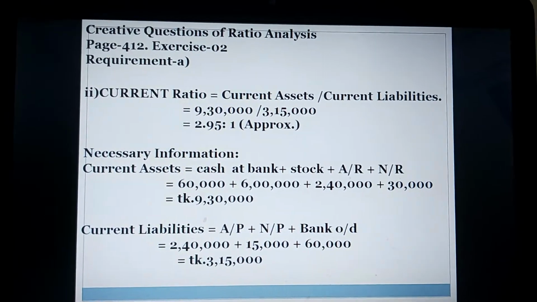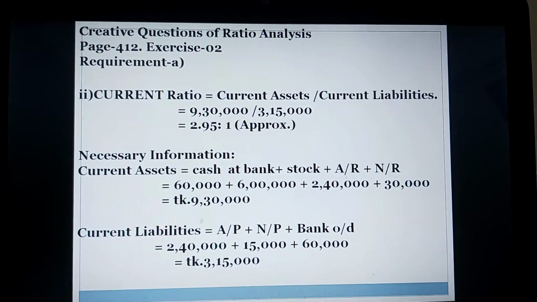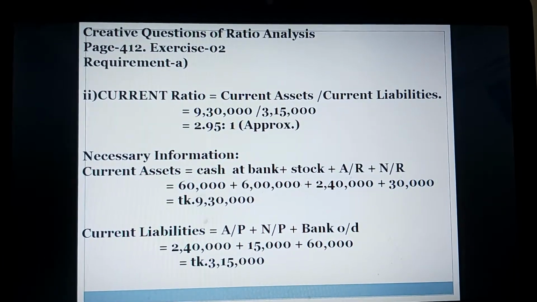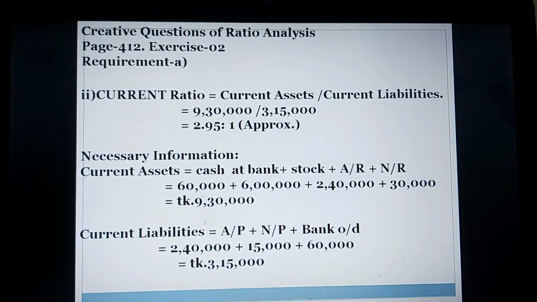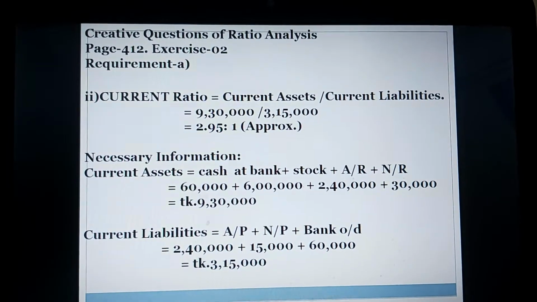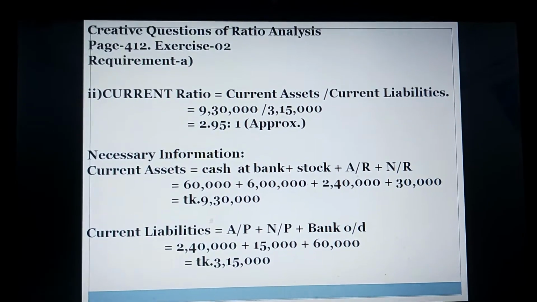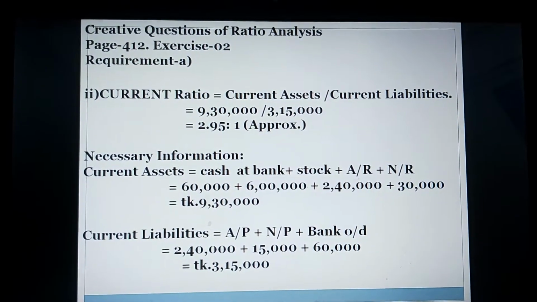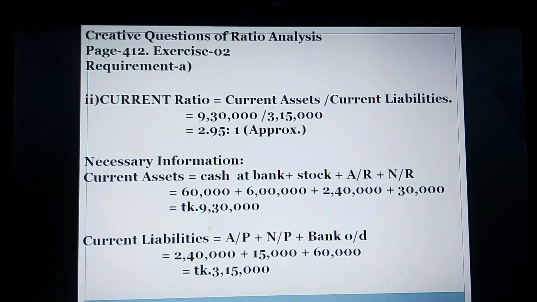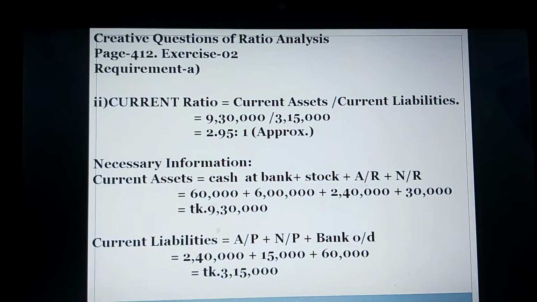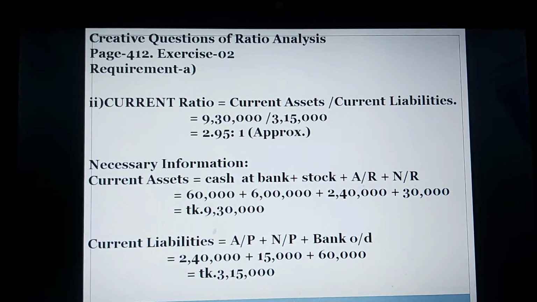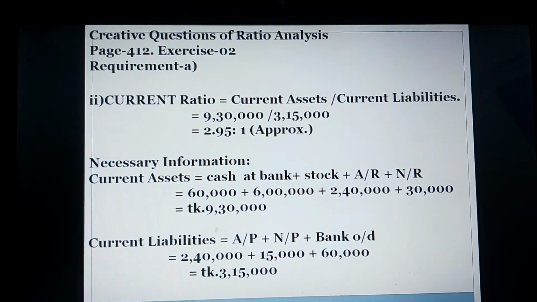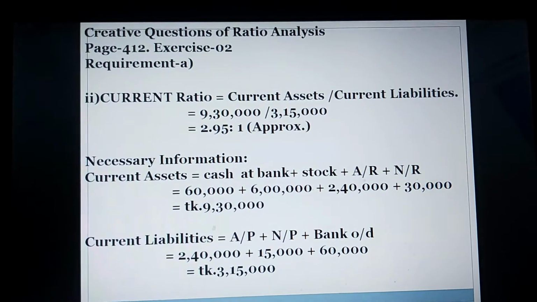I repeat again, current assets is equal to cash at bank plus closing stock plus accounts receivable plus notes receivable. That is 60,000 plus 6 lakh plus 2 lakh 40,000 plus 30,000, which is equal to taka 9 lakh 30,000 of current assets in this creative question.